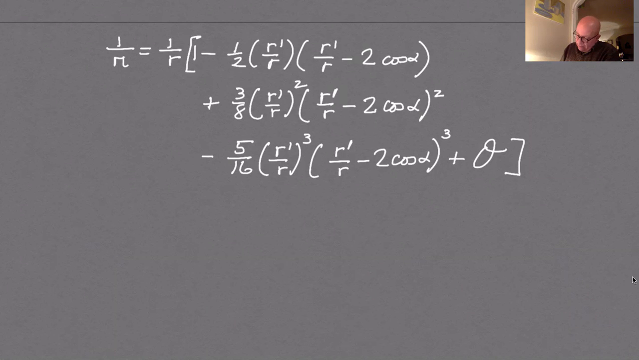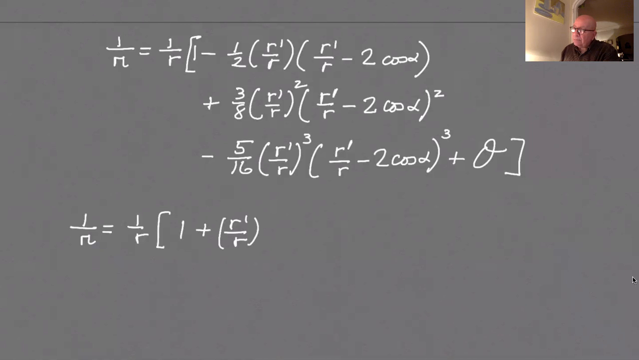So let's do that now. So that 1 over script r is going to be 1 over r times 1 plus r prime over r cosine of alpha. Actually, yes, this is minus 1/2 times a negative. And then that's going to be minus 1/2 (r prime over r) squared, right? And that takes care of this.